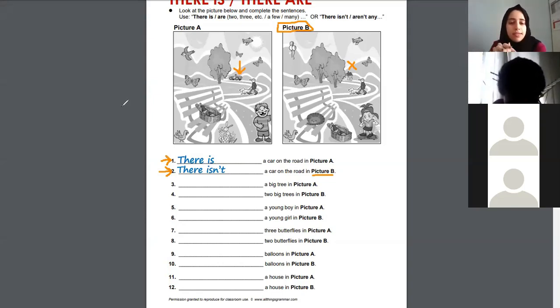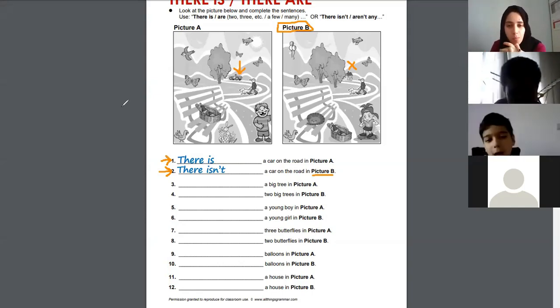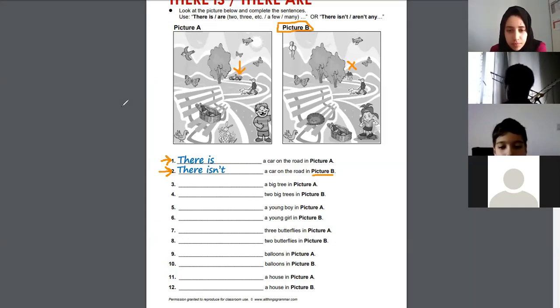Yaman, read number 3, please. A big tree in picture A. Do you see a big tree in picture A? No. Look at picture A. Do you see any trees? How many do you have in picture B? 2. So they both have trees, but the number of trees is different.